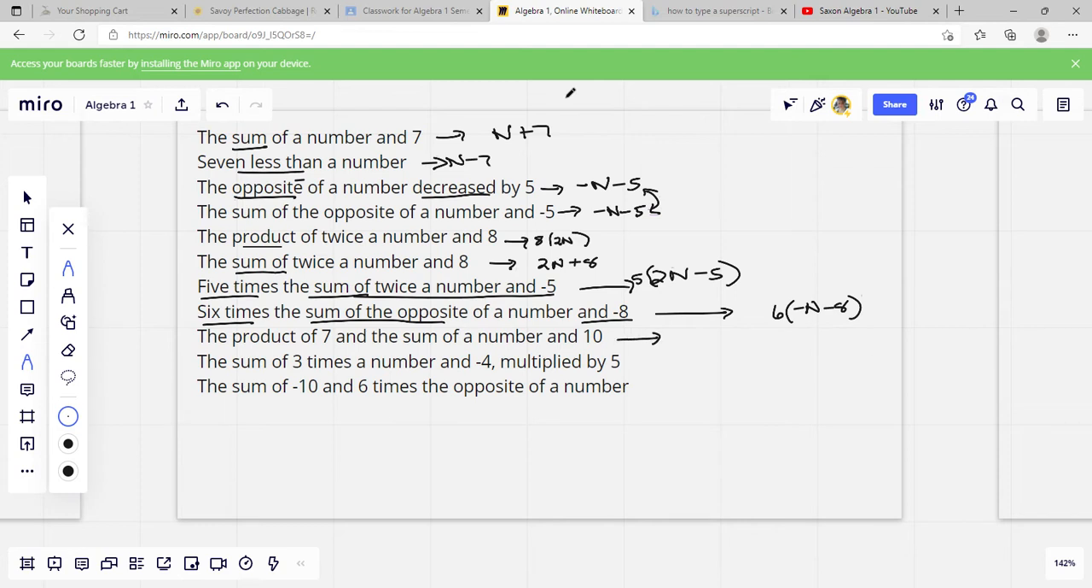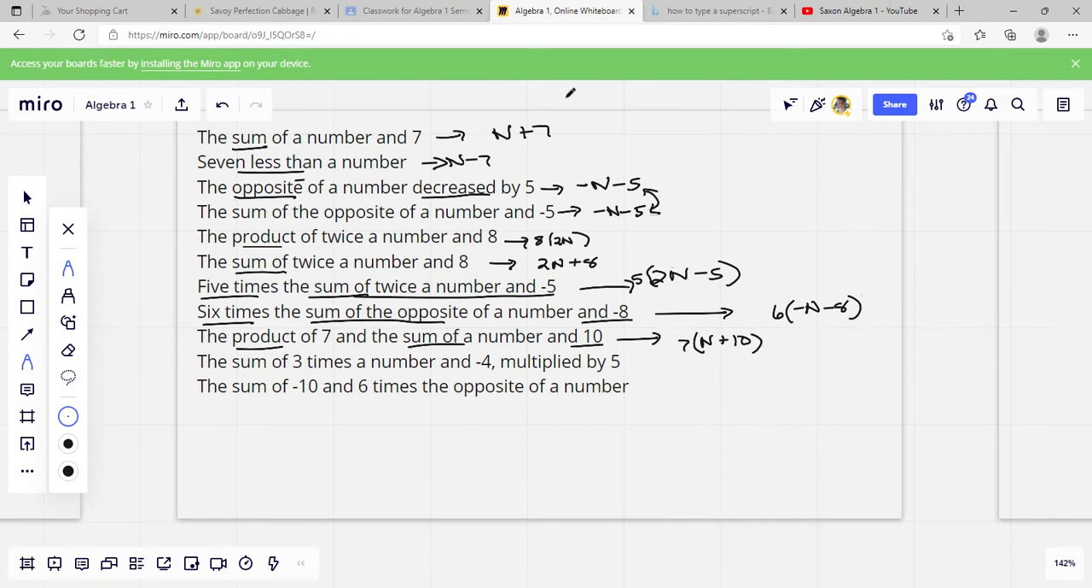The product of 7 and the sum of a number and 10. Product means to multiply. So I need the sum of a number and 10, so n plus 10. And then we need to do that times 7. So we got our sum of a number and 10, and we're multiplying that times 7.